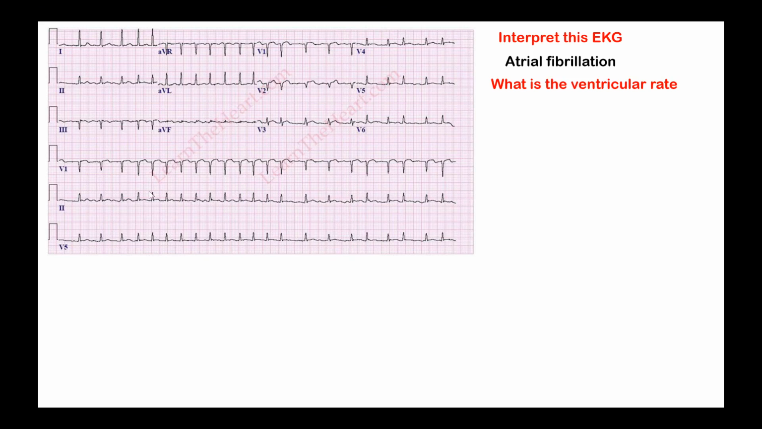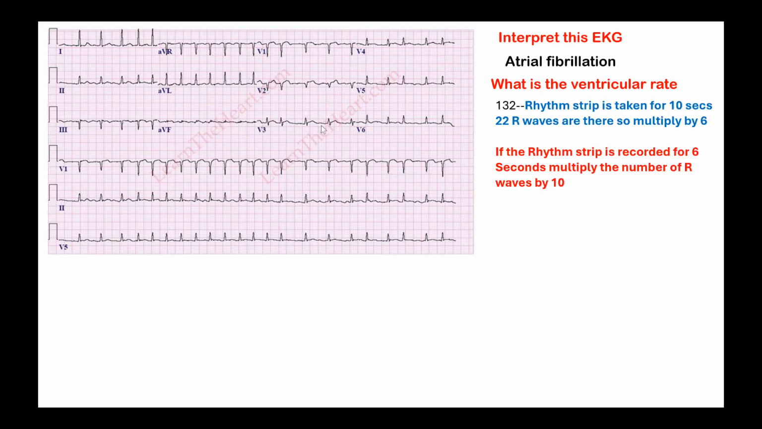But here, you can see the irregularity. You can see the gap is more here, gap is less here. So when the pulse is irregularly irregular, how to calculate the rate? You can see the irregularity here. So the pulse is irregularly irregular. In that case, how to do that? Count the number of R waves in the long strip.